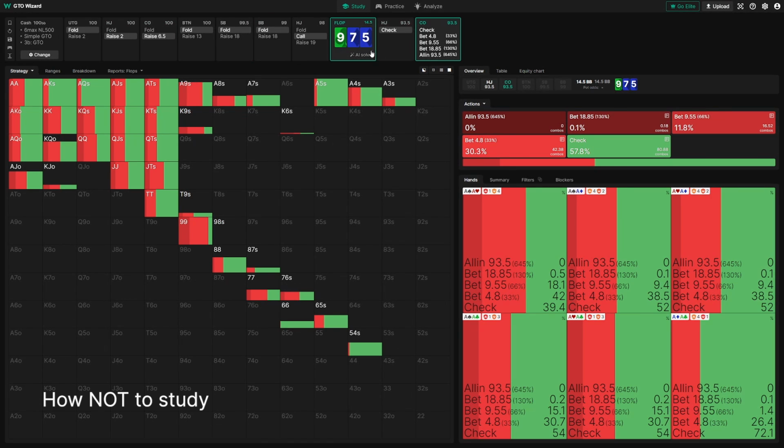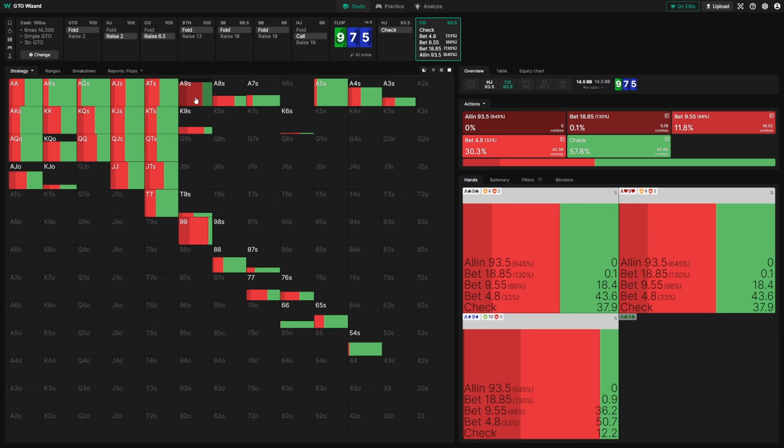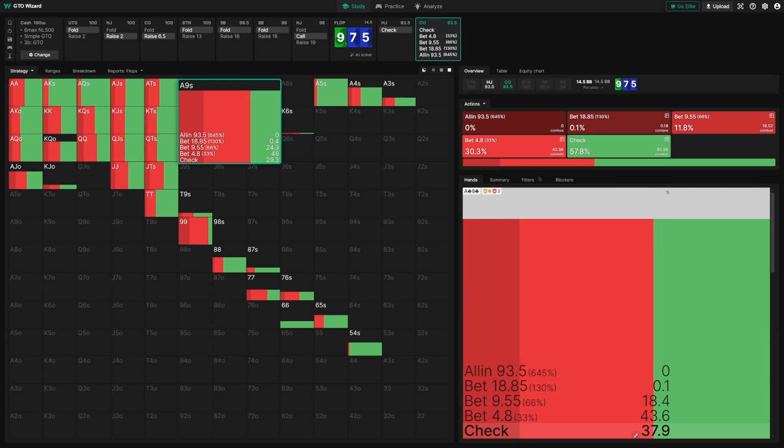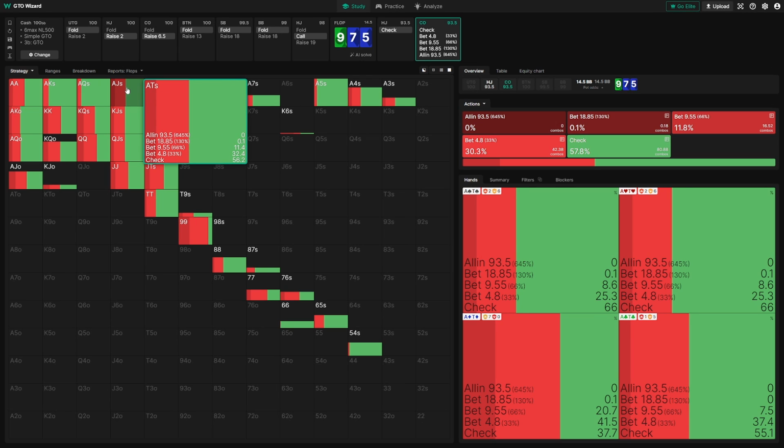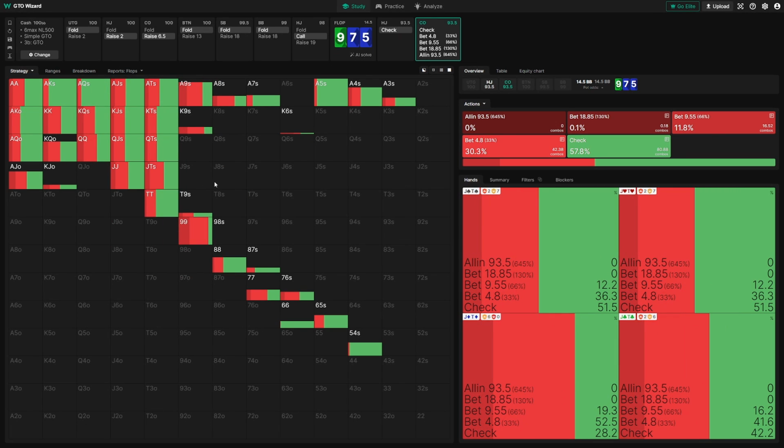They call, flop is 9-7-5 two-tone, and it checks to you in position. Now, let's say you're studying this spot. The least efficient way to study it would be to mouse over each of these combinations individually. Ace-9, what is Ace-9 doing? Okay, we're checking 37.9% of the time. We're betting small a lot. Sometimes we're betting medium. Okay, but what about Ace-10? Ace-Jack, Ace-Queen, 10s, Jacks. Like, guys, this takes forever. It's not a super efficient way to go.